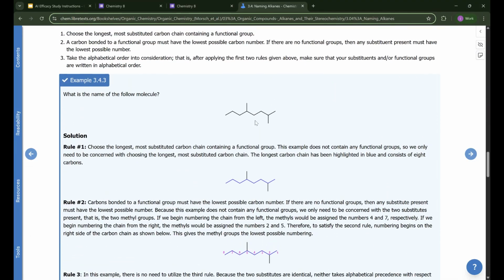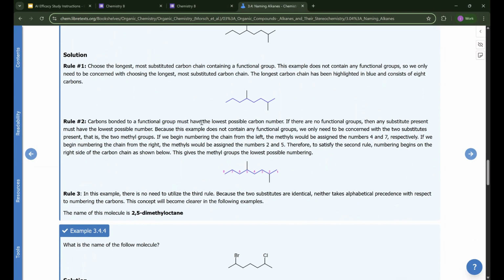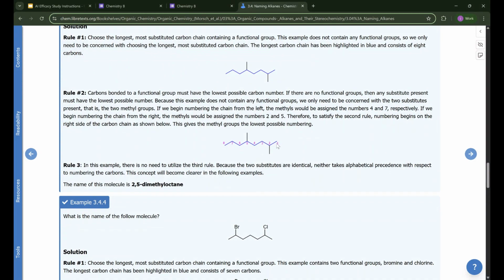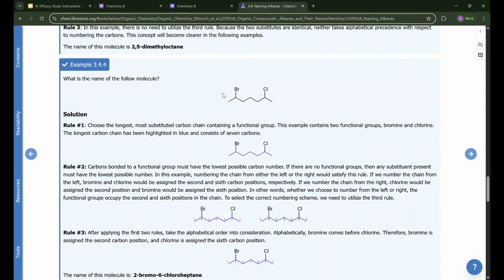Okay, maybe here's a step-by-step guide. Okay, so you choose the longest chain. That's correct. Okay, so you pick the closest start. That's also correct. Yeah, so it's saying we start numbering on the right side. Yep. So 2,5-dimethyloctane. 1, 2, 3, 4, 5, 6, 7, 8. Great. That makes sense.